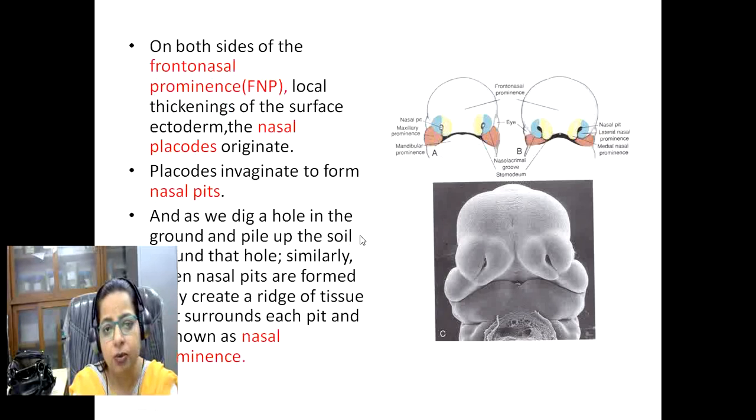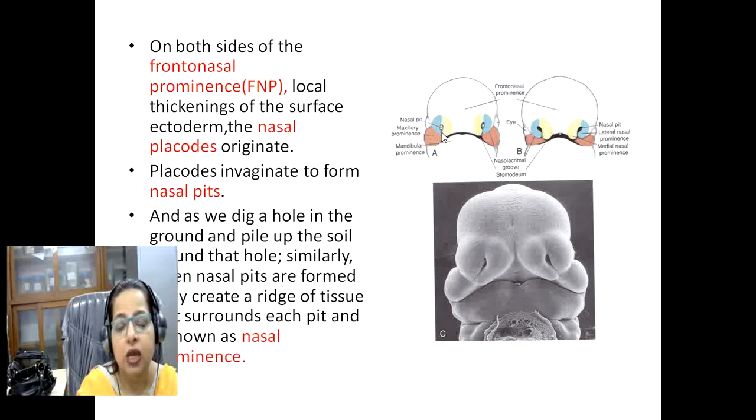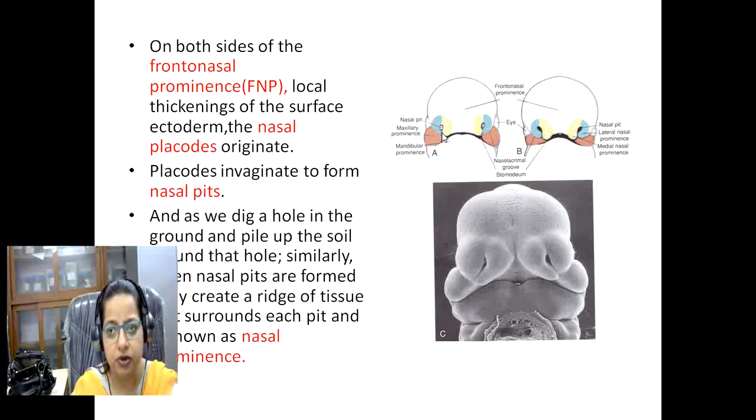Now this frontonasal prominence forms nasal placodes on either side. These nasal placodes are actually thickenings of the surface ectoderm, which invaginate to form the nasal pits. You can take the example of someone digging a hole in the ground: the soil that is removed from that hole is piled around that hole only. Similar is the case with the nasal pit.